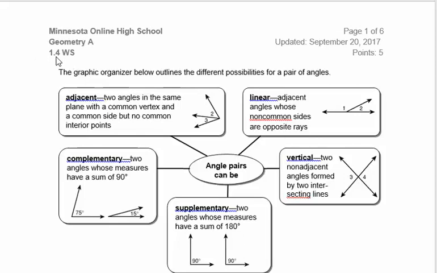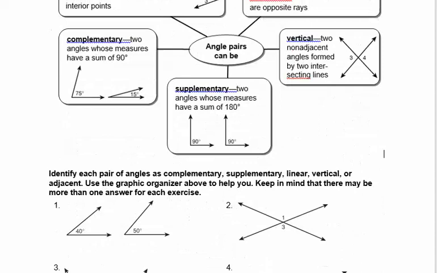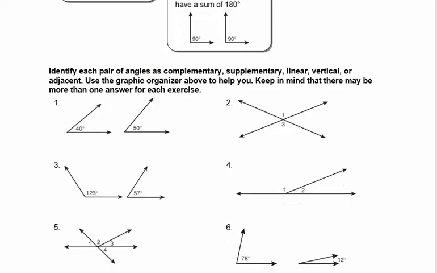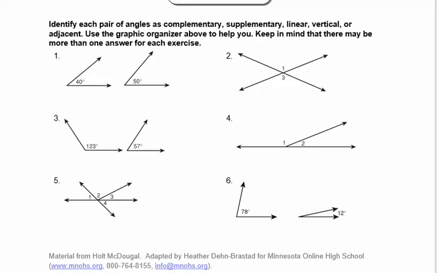I'm going to review how to do some of the problems from the Chapter 1, Section 4 assignment. This is on different pairs of angles, how angles can be related to each other. So the top tells about the different kinds of angles we'll be looking at today. In the first section, you just have to name whether these are complementary, supplementary, linear, vertical, or adjacent. They can be more than one.